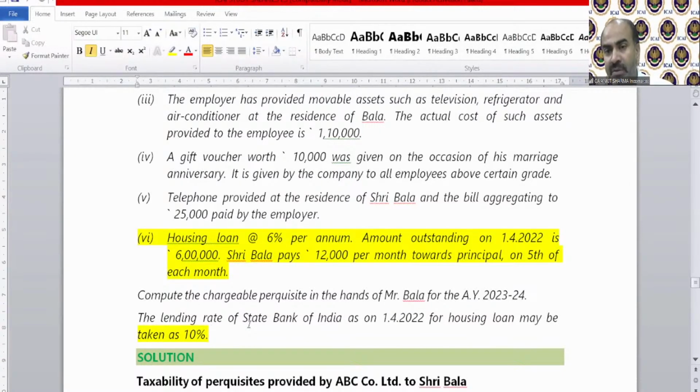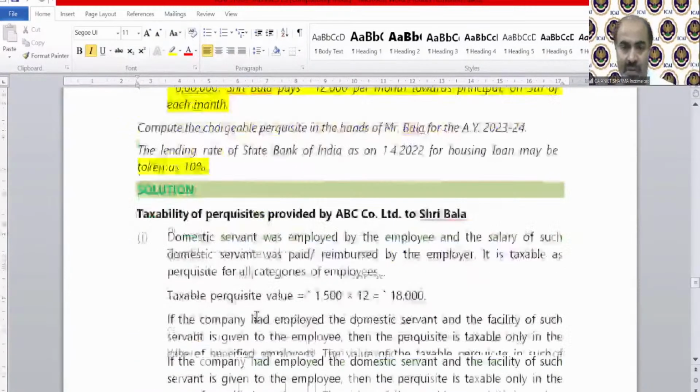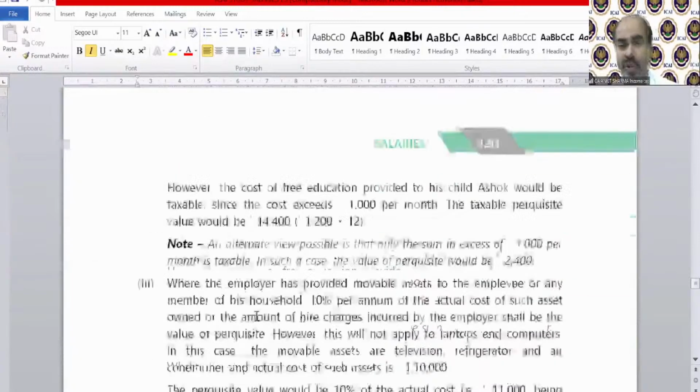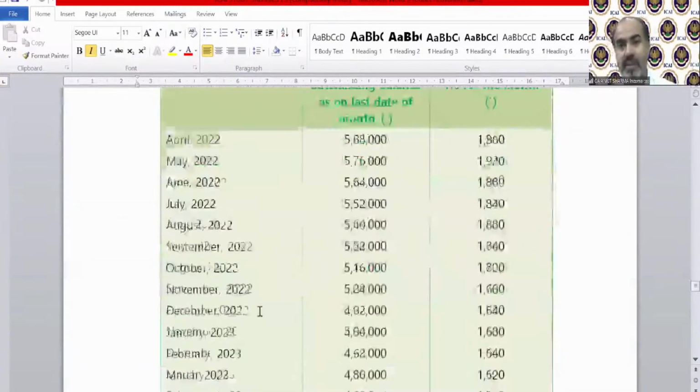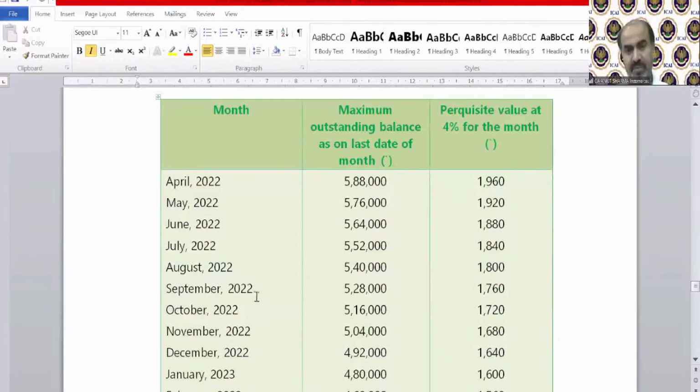Again for May month, 588 minus 12,000, that is 5,76,000. So on, you need to calculate the balance for each of the 12 months. Let me show you the solution, and then I'll tell you the trick. This is the way it needs to be done.